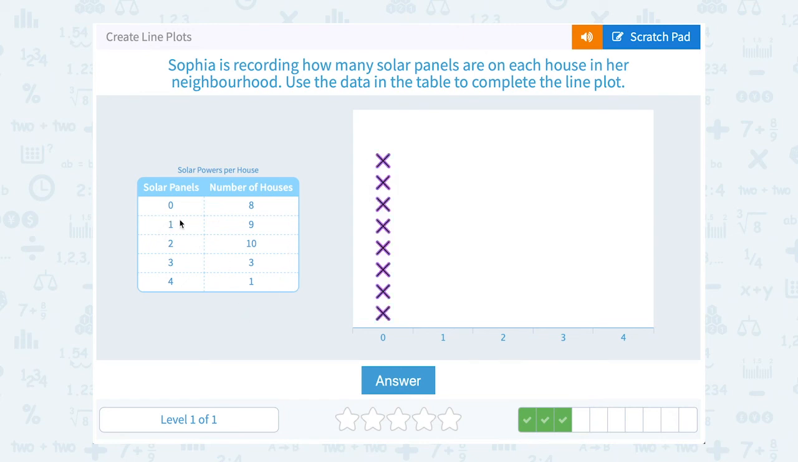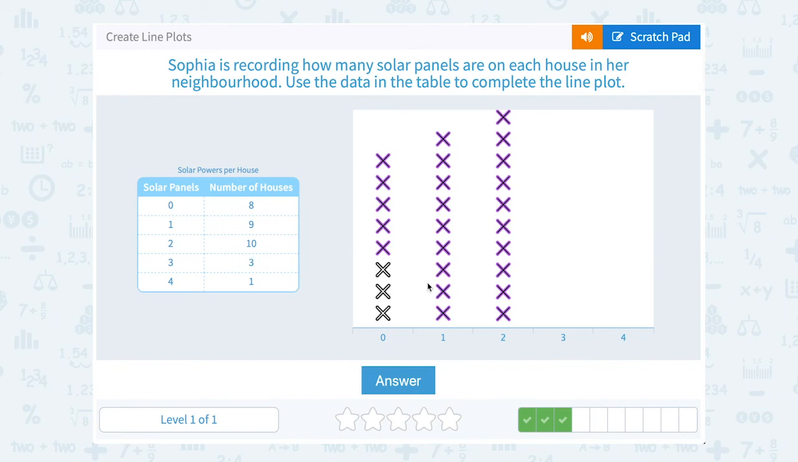1 solar panel was on 9 houses. Okay, so I'm going to draw 9 x's here. 2 solar panels were on 10 houses. Okay, so I'm going to draw all the way up. 3 solar panels were on 3 houses, so I'm going to draw 1, 2, 3 x's for those 3 houses. 4 solar panels were on 1 house, so only 1 x.